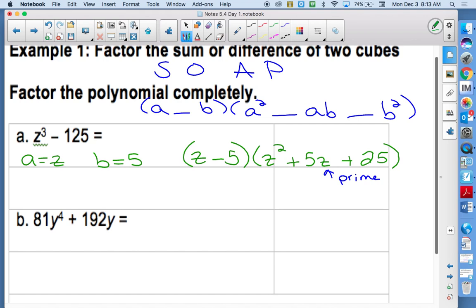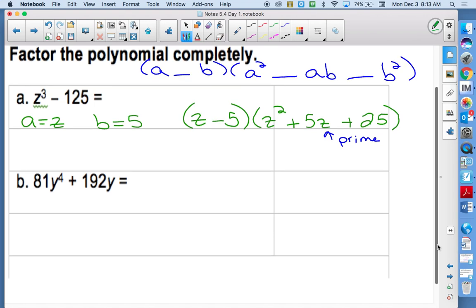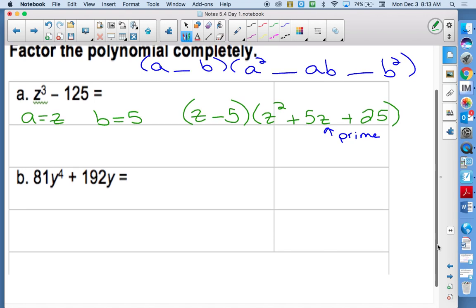So let's look at the second one. We have 81y to the 4th plus 192y. So first thing, is there a GCF? Let's start with that. GCF. 81y to the 4th plus 192y. What's one thing that can be taken out of both of those? What do they both have in common? A y. So they both have a y in common. We can pull a y out.